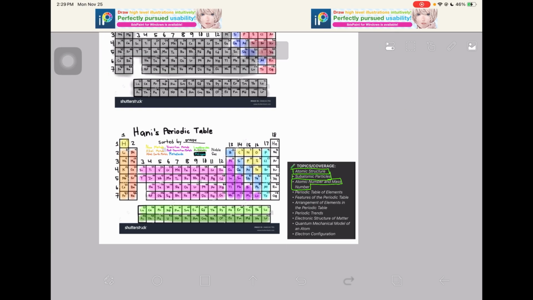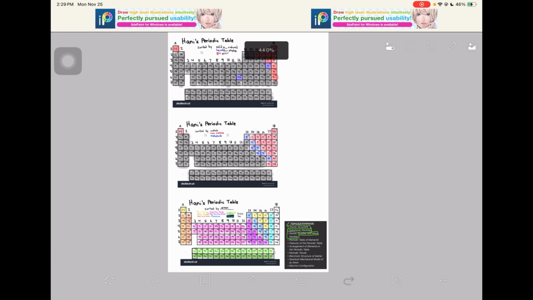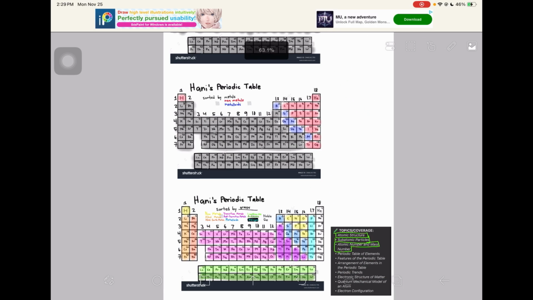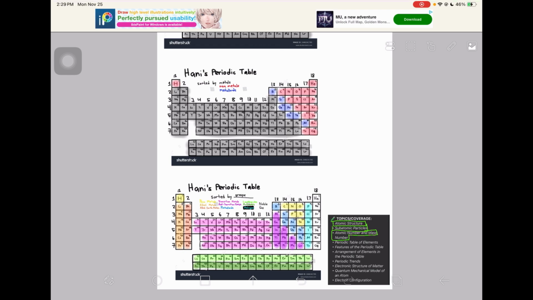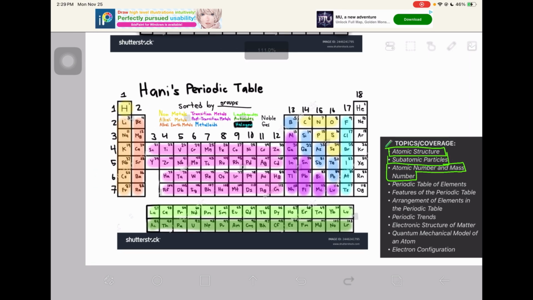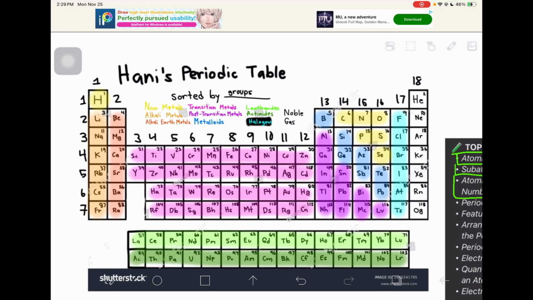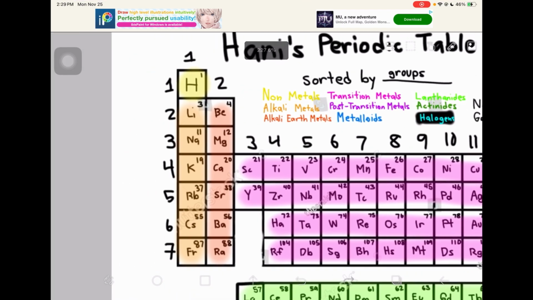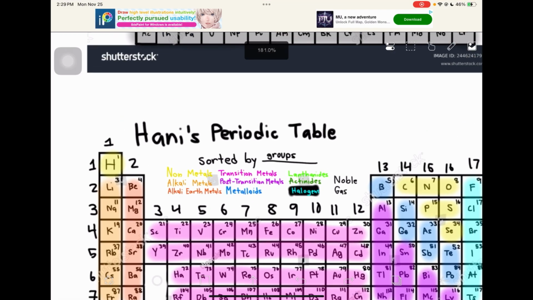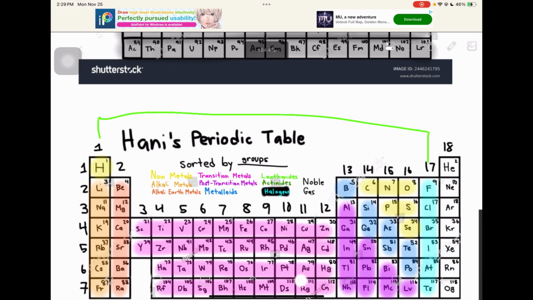Okay, so these are my 3 different versions of the periodic table, and this is how it works. The periodic table of elements is 118 elements. It's a table that they have organized over the years. We'll get into the history a little later, but we can start with the features. So the features, we have two types. This one is called period, these ones, 1 through 7. Then these ones are called group or family.